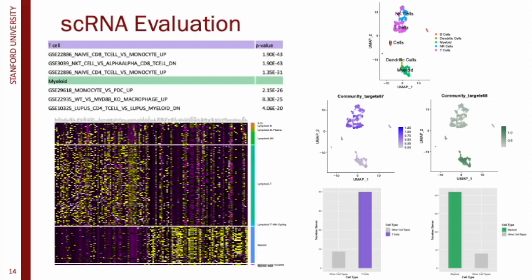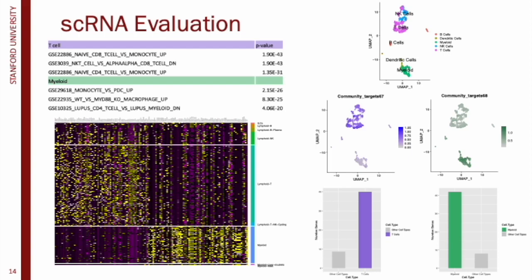We evaluated the expression of target genes in an independent single-cell dataset of CD4 positive immune cells from tumor tissue of liver cancer patients. The heat map shows the expression of T-cell module target genes on the left and that of myeloid module target genes on the right. The top rows represent lymphoid and T cells, while the bottom row represents myeloid cells. This result agrees with the gene module assignment of sparseGMM.